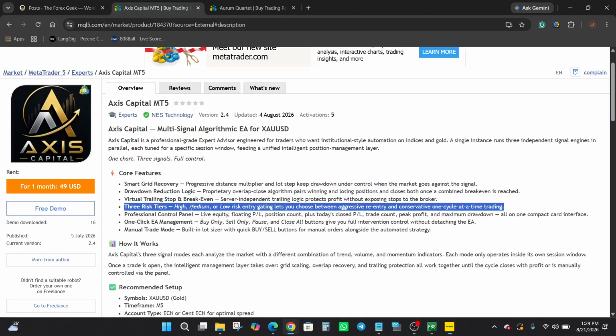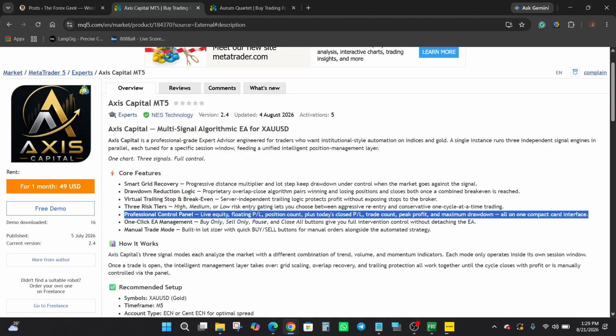For risk control, Axis Capital provides 3 risk tiers: high, medium, and low. These affect the entry gating, with the higher risk option allowing more aggressive re-entry, while the lower risk approach is described as more conservative.